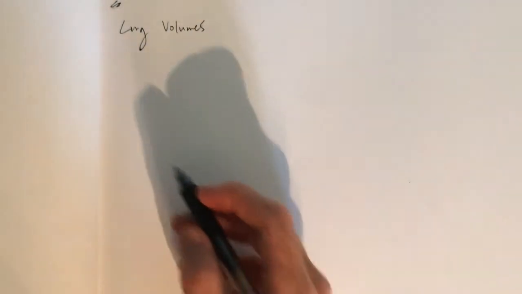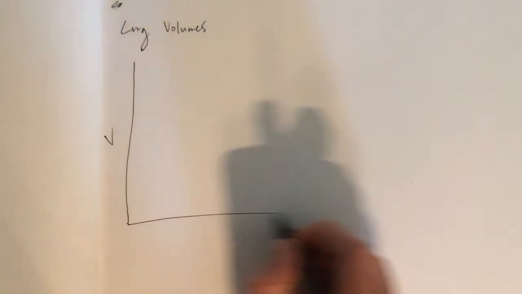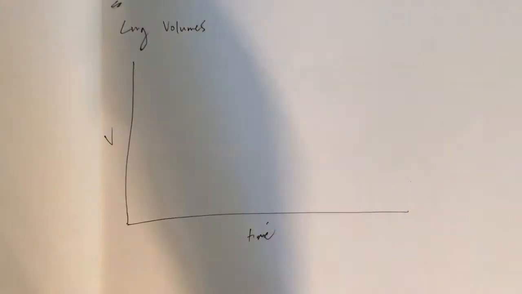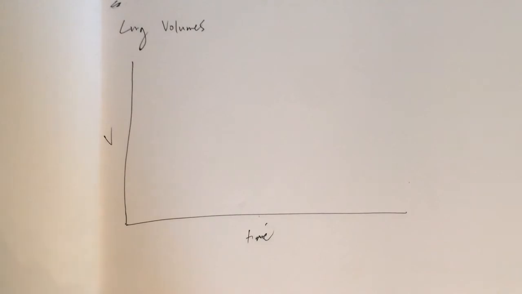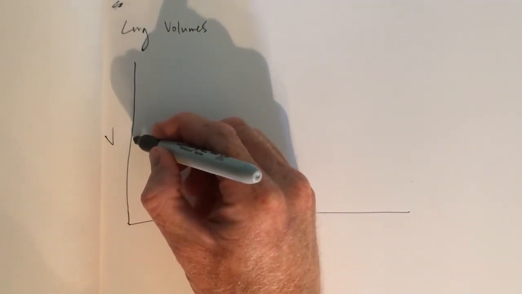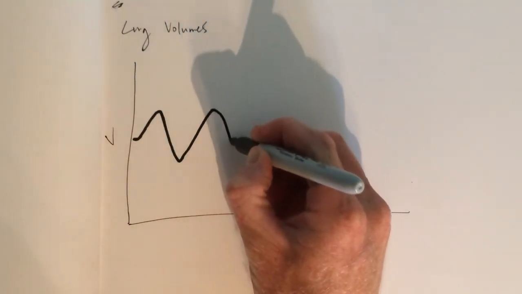So if we do a chart here, on the y-axis it's going to be volume, okay? And on the x-axis, this is just going to be time. All right. And let's imagine that you're just sitting at your desk or sitting in a chair and you're just normally breathing, okay? And so air is going into and out of your lungs, kind of like that.